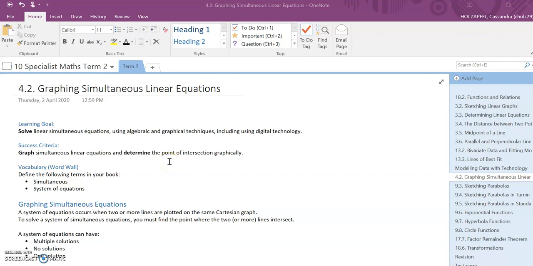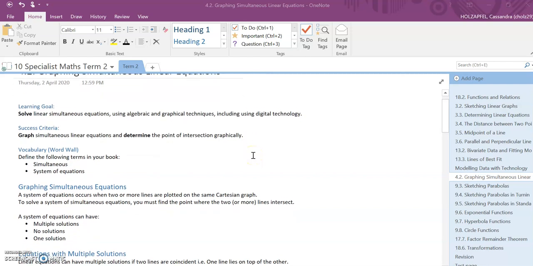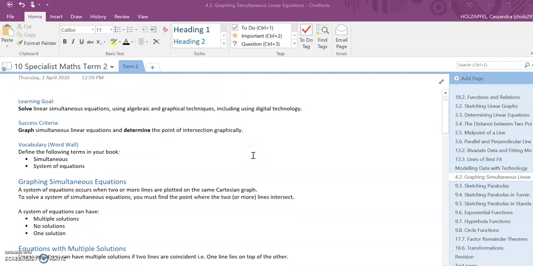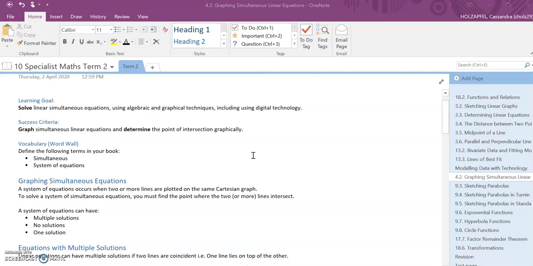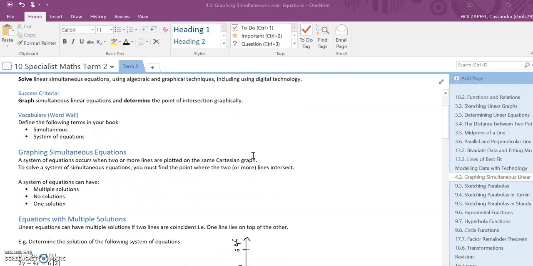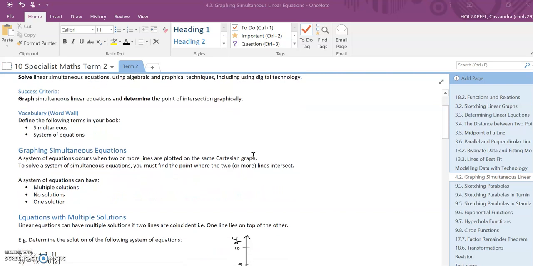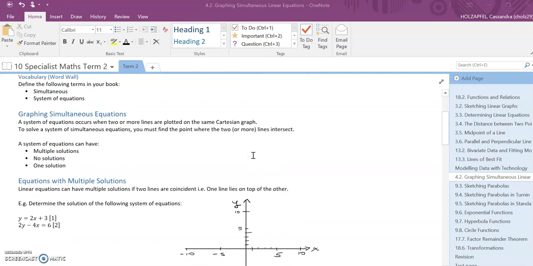Today we are solving simultaneous equations using algebraic and graphical techniques, including the use of digital technology. So if you have a graphics calculator at home and you want to punch some numbers into there, go ahead and be my guest. Because really all we're doing is graphing some stuff and then picking the point of intersection. So I want you to go into your vocabulary and define the term simultaneous and define the term system of equations.